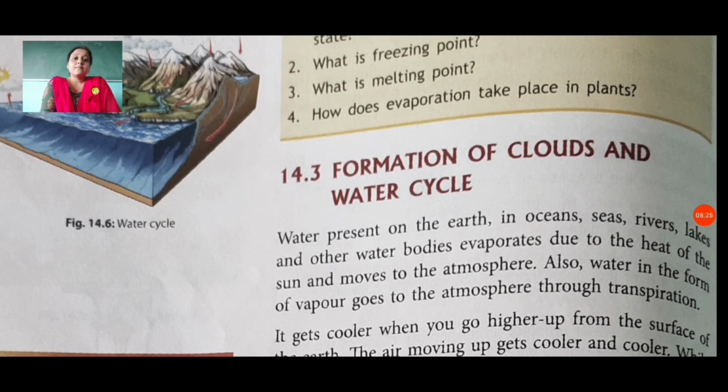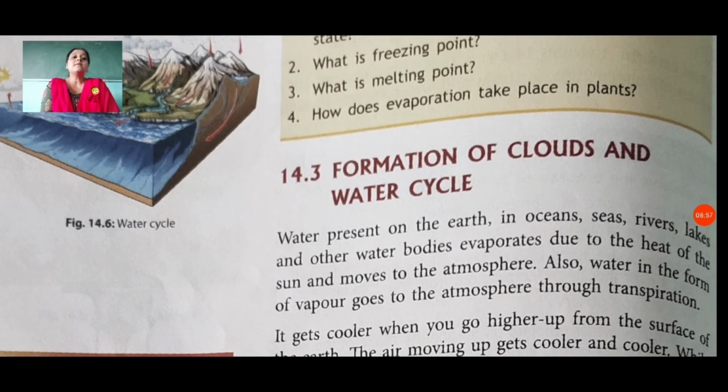So, transpiration process: food is made by plants, and plants send food to all body parts. Using this process, clouds form and the water cycle works. You can see the water cycle here, figure 14.6. Formation of clouds and water cycle. Water present on the earth: 70% of the earth's surface has water.